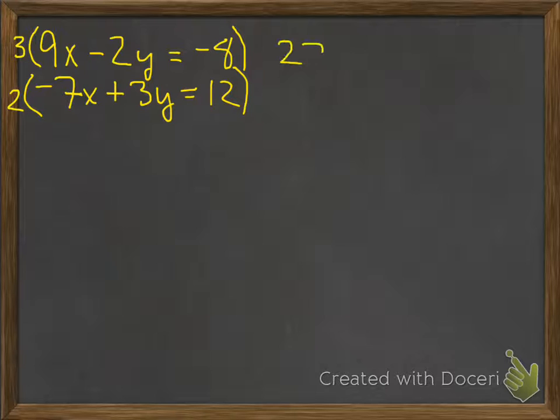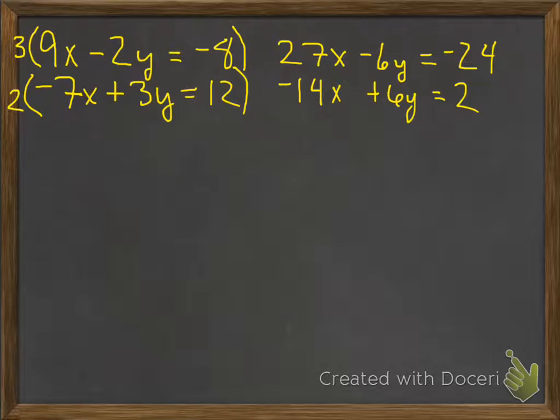So now I'm going to say 3 times 9 is 27x, 3 times negative 2 is negative 6y, and 3 times negative 8 is negative 24. 2 times negative 7 is negative 14, 2 times 3 is 6, and 2 times 12 is 24. Notice that I multiplied by positive numbers because they were already different signs. So since they were different signs, the numbers that I multiplied by were positive.